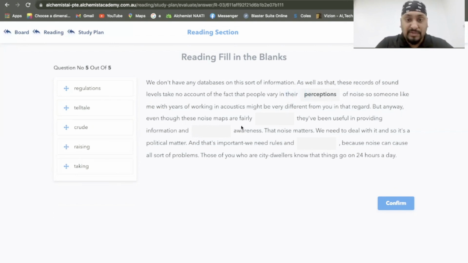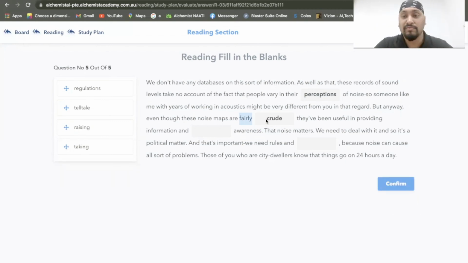But anyway, even though these noise maps are fairly dash, they've been useful in providing information. That's going to be a bit tricky. Fairly is an adverb, and an adverb can modify three things: a verb, another adverb, or an adjective. So in this case, they've been fairly, what are the adjectives I can put over here? Fairly raising, fairly taking, fairly crude. Yeah, that's an adjective: they've been fairly crude, but they've been useful.